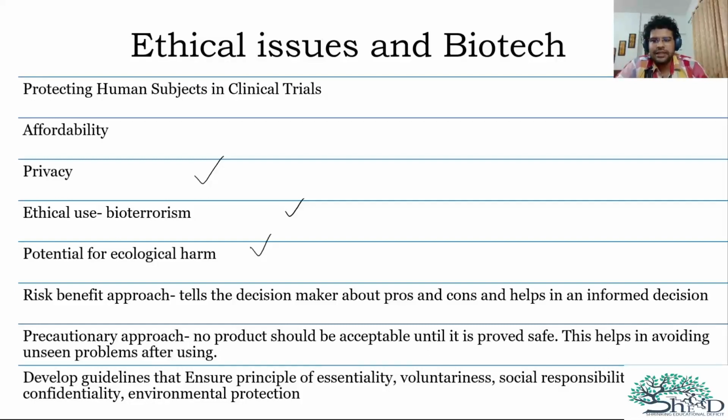All right. So basically, these are the way forwards. You need to have a risk-benefit approach. You need to have a precautionary approach. That means you should not accept anything until it is properly tested. This way you can avoid unseen and unforeseen circumstances. Finally, you need to develop guidelines that ensure the principles of essentiality, voluntariness, social responsibility, privacy, confidentiality, and environmental protection.